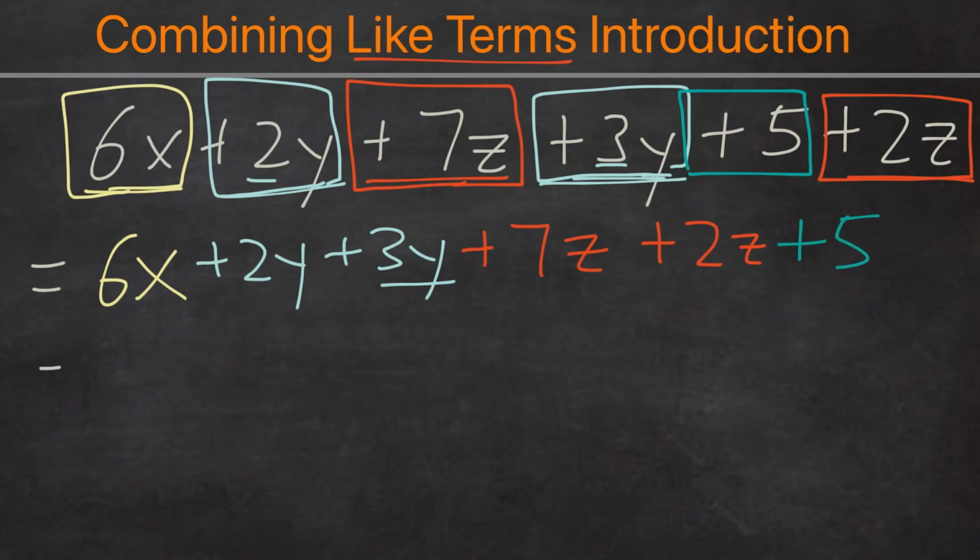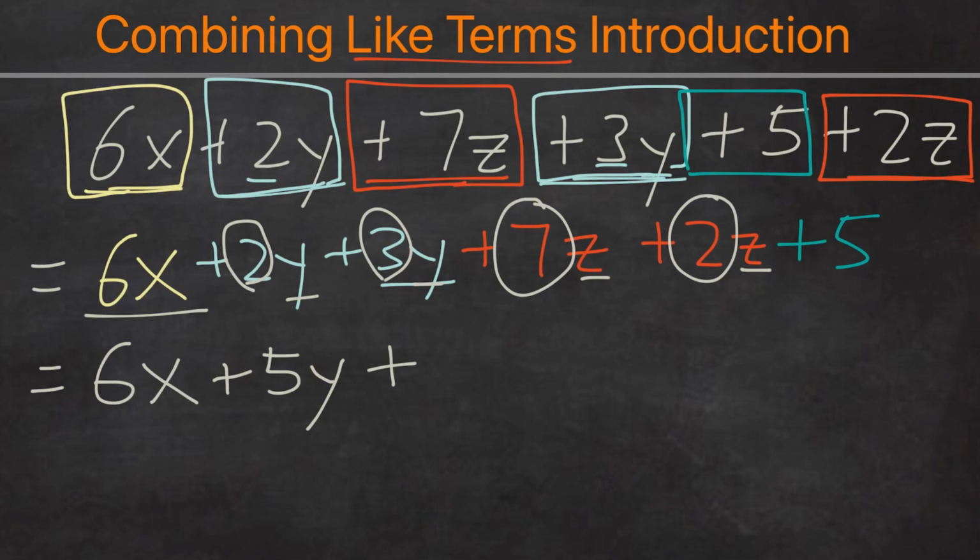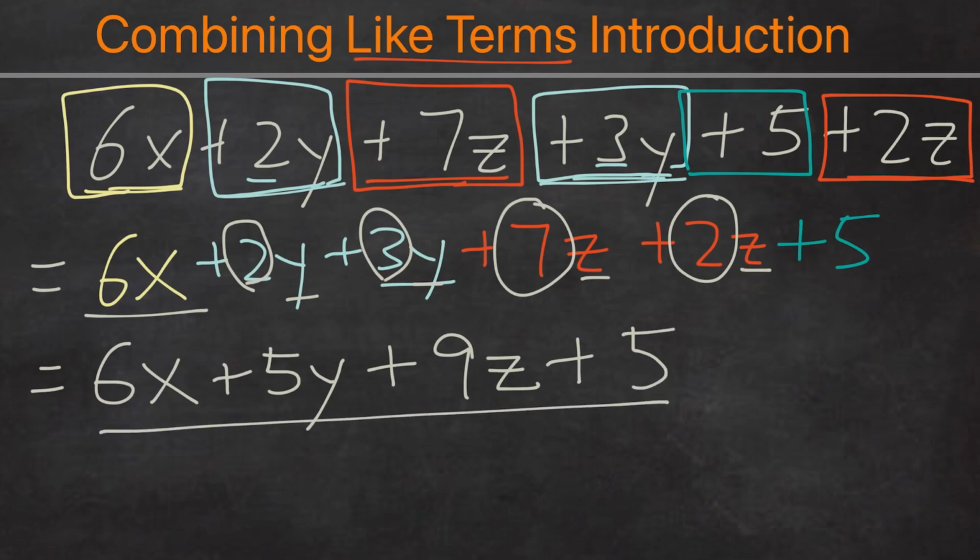And now, we'll go ahead and rewrite them. 6x will be by itself, and we have 2 y's. So 2 plus 3 is 5y. Then we got the z's. So the 7z plus the 2z equals 9z. And lastly, we have the 5. And now we can look at this and see if there's any other that we can add together. So we got the x, the y, the z, and a 5. None of them could be further simplified or added together, so that's our answer.